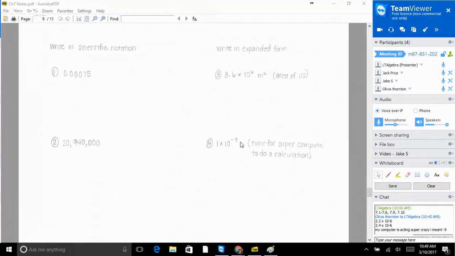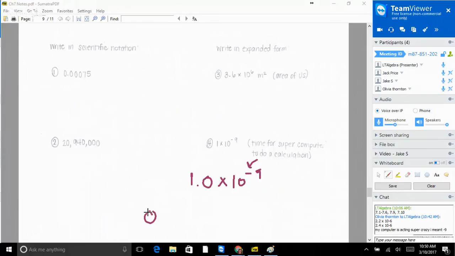Okay, and what about a really small number? 1 times 10 to the negative 9th. This is the time for a supercomputer to do a calculation. Now, given how old this textbook is, this is probably like the time for your phone to look up something. I don't even know, it's probably way faster. What's weird about this is we don't have a decimal place, but we can just assume it's 1.0, right? Times 10 to the negative 9th. Well, when it's a negative number, it means it's going to get really, really small.